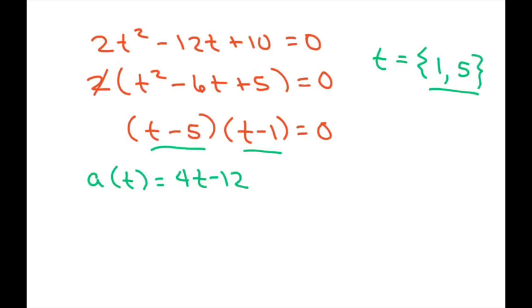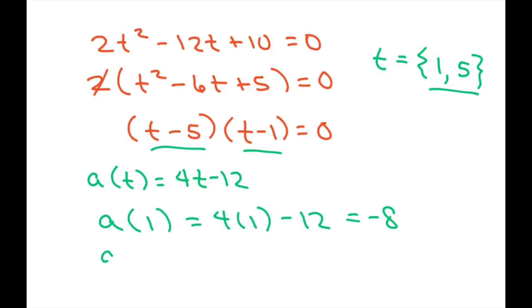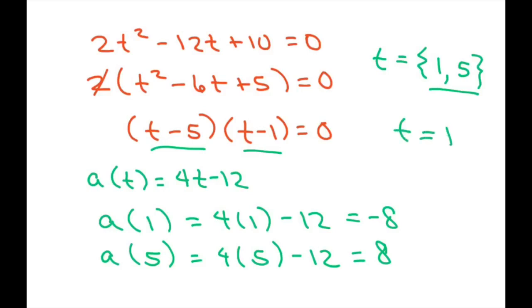So if I plug in 1, you get 4 times 1 minus 12, which is negative 8. And if I plug in 5, you get 4 times 5 minus 12, which is 8. Now, since it's not 0, that means the particle is changing direction when t equals 1, and it's also changing when t equals 5. All right, that's it.